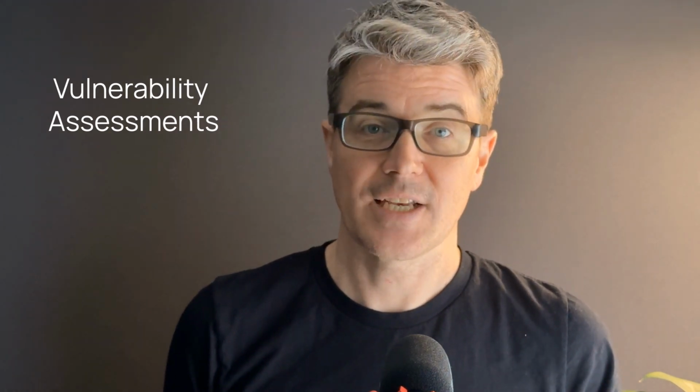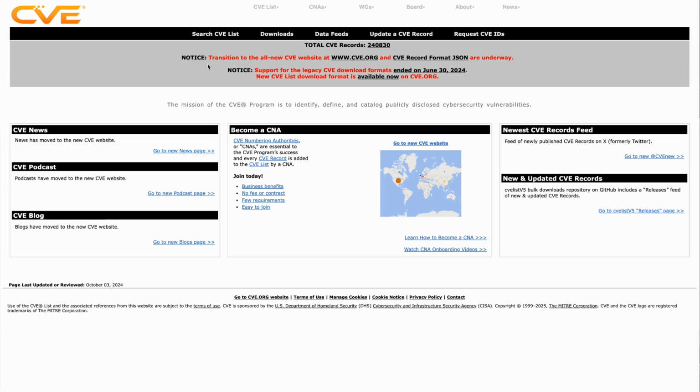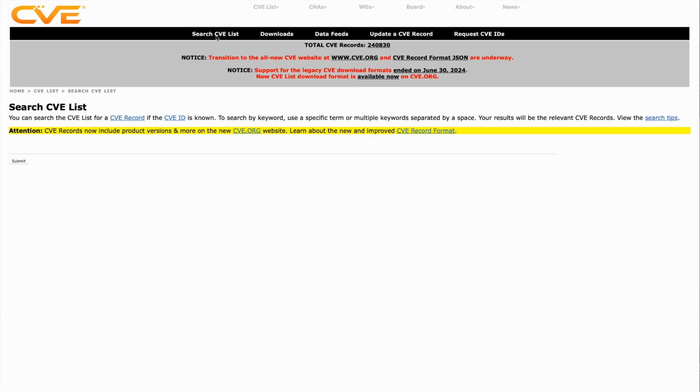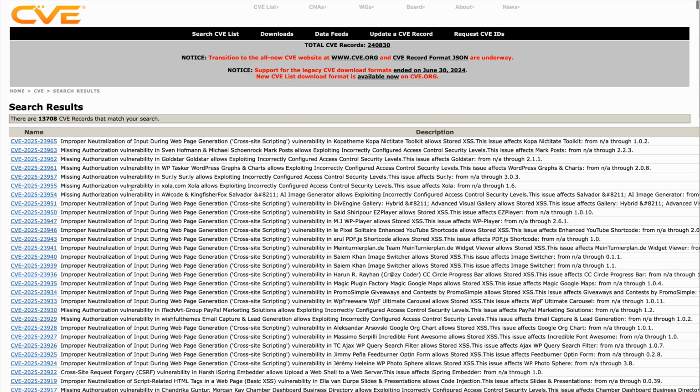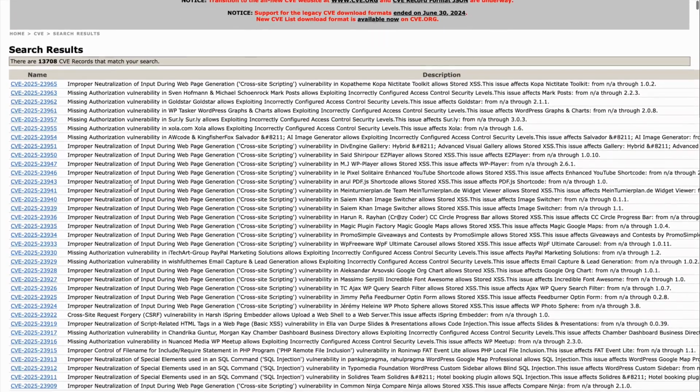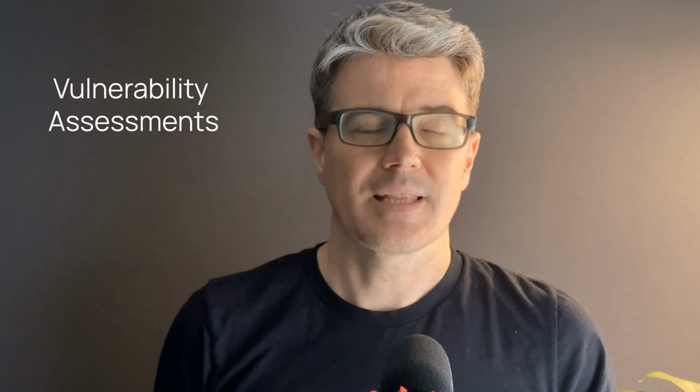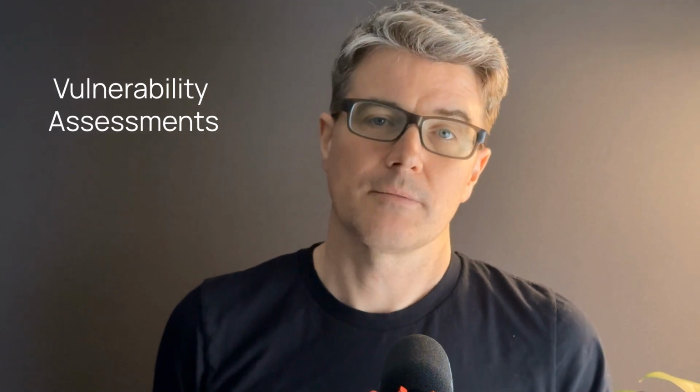Vulnerability assessments are particularly effective at identifying known common vulnerabilities and exposures, or CVEs, in third-party software running in your environment. They work by comparing your systems and applications against databases of known vulnerabilities. When a vulnerability scanner identifies software versions, configurations, or code patterns that match known CVE signatures, it flags these for review. The key strength here is breadth and automation.